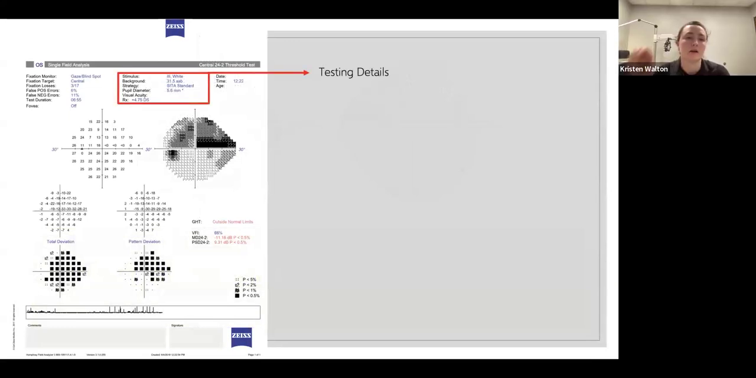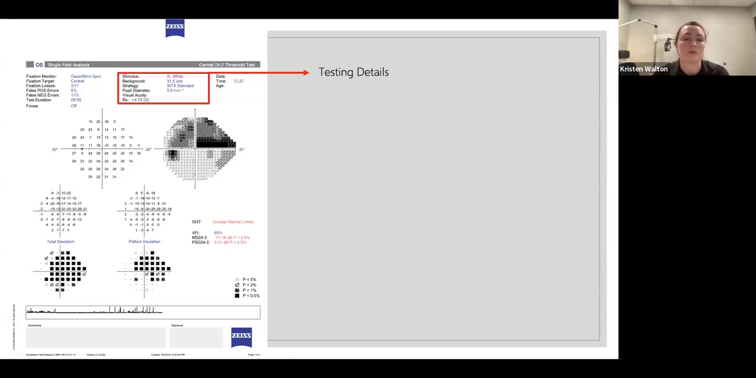Printout wise, testing details here, it's just telling you stimulus wise, what they're using, because there can be multiple variables with that. Background, that's pretty standard. Strategy, SITA Standard, SITA Fast, SITA Faster. Again, all depending, are you comparing from a previous test in one strategy? Are you doing a screening test?